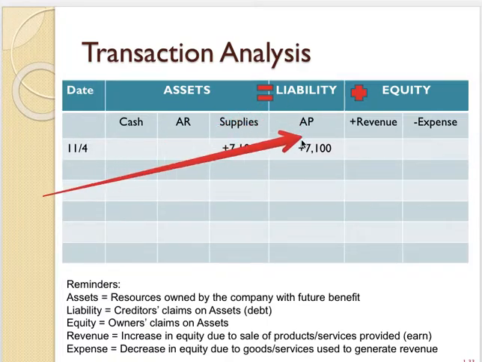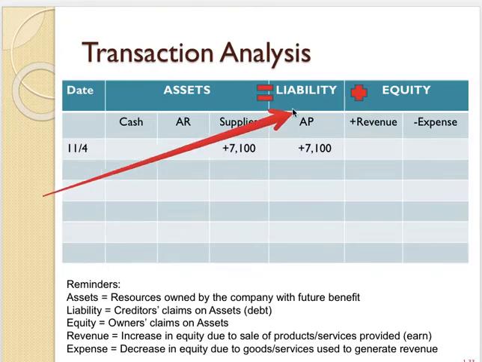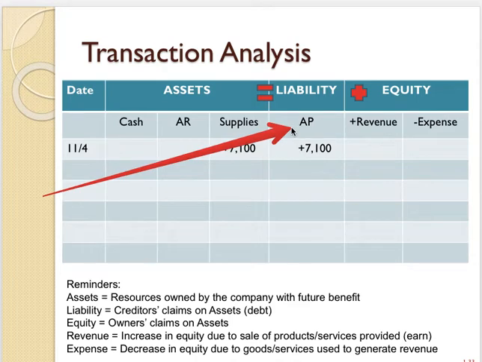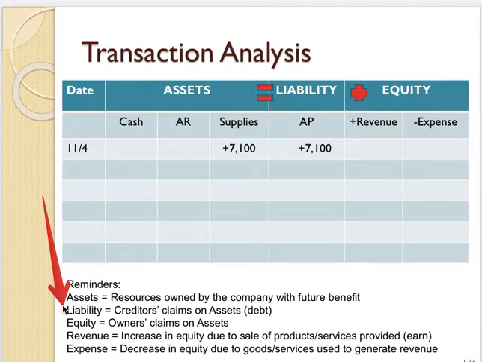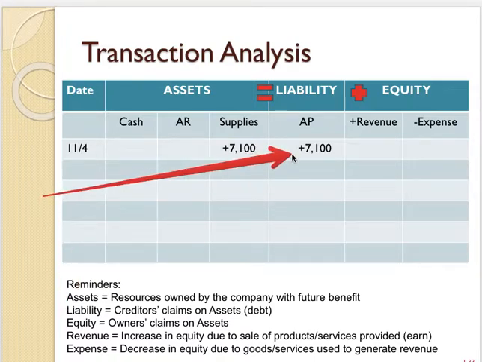The other side of the equation is under liability. And AP falls under liability because it's a promise to pay, and to refresh your memory, liability means creditors' claims on assets, or debt. We owe this money. It's our debt, so our debt is increasing. So you see here it's $7,100 on the asset side and plus $7,100 on the liability and equity side. So therefore, our accounting equation is in balance, and we've accounted for both sides of the transaction.